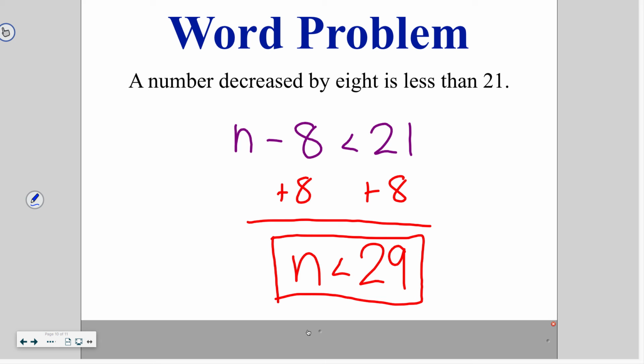So we have the number decreased by 8, that subtraction is less than 21. Writing out that purple inequality, adding 8 to both sides, you get n is less than 29. If you have questions about this or anything else from the lesson, please let me know when you get to class.